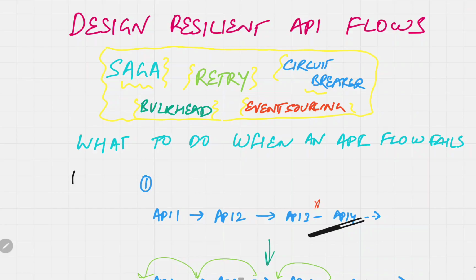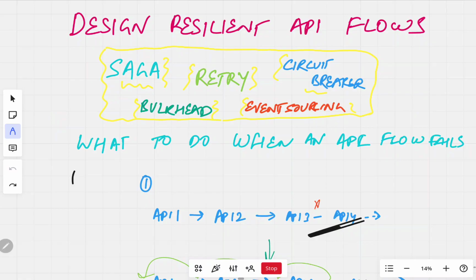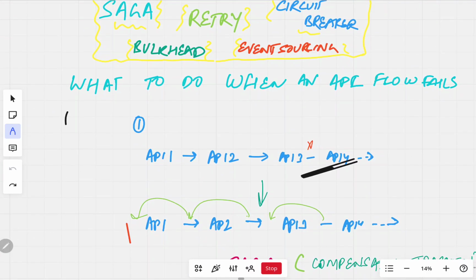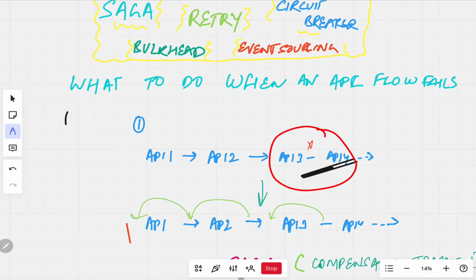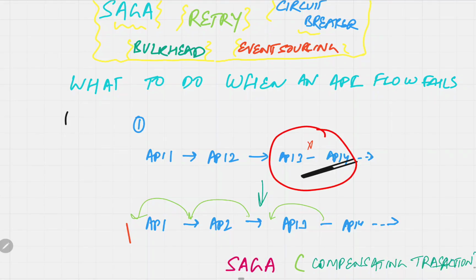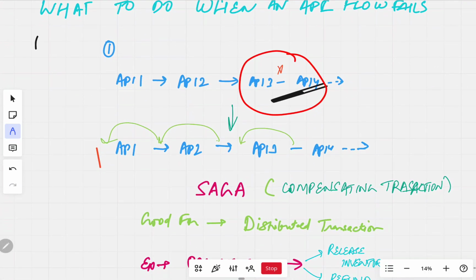So let's assume a scenario. We have four APIs: API 1, API 2, API 3 and API 4, and the flow was like this. But suddenly the call between API 3 and API 4 is failing. So for data integrity, what should you do? One option is to revert all the transactions, all the entries, or compensate for whatever we have done to be in a good state. The term here is compensating transaction, and we see it with the saga pattern.